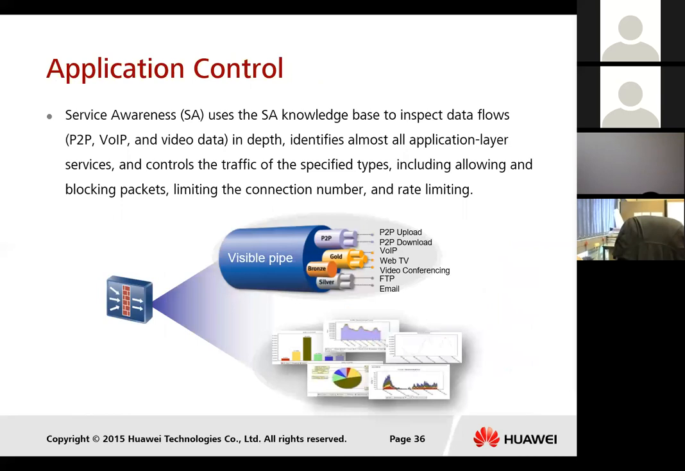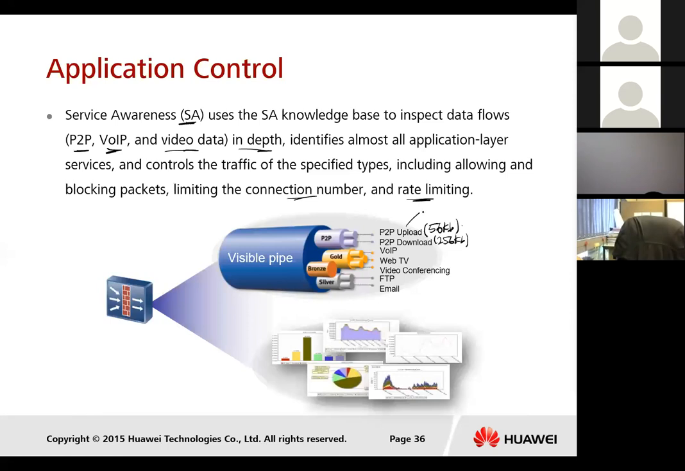As well as the support for application control, as I mentioned just now on the SA, service awareness, use the SA knowledge base to inspect data flow for point-to-point, VoIP and other data. And more in depth, identify almost all application layer services and control the traffic of the specific type, including allowing and blocking packets, limiting the connection numbers and the rate limit. So this can be easily configured through the SA on the application control. When I know that it's a point-to-point upload, I give you 56 KB. The download maybe will be slightly better, 256 KB. So I can identify in depth and specify the rate limiting for every single application, as well as limiting the connection numbers.